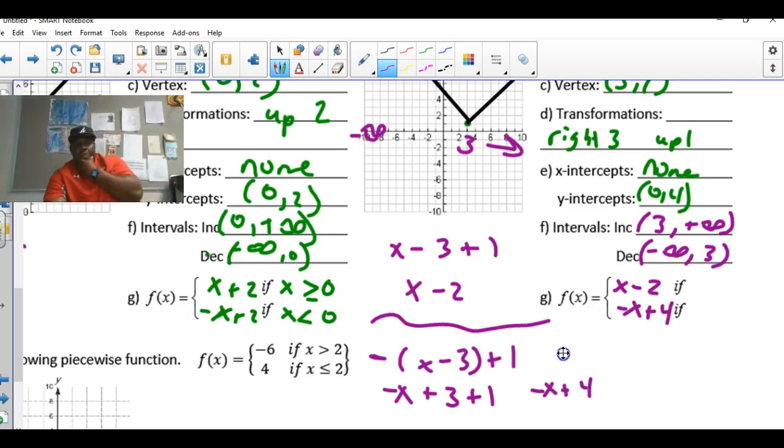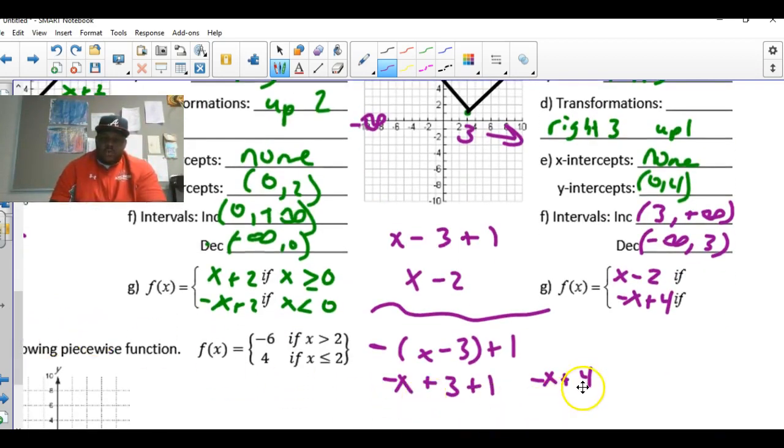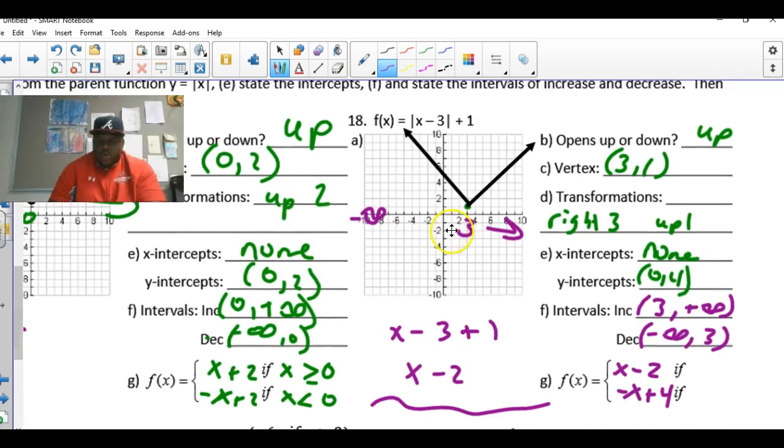Okay, so now how do you figure out which equation goes in which direction? Well, look at the y-intercept. See, this one has a y-intercept of 4. So which way is that going? The y-intercept right here was 4, and that's to the left. See how this line's going to the left? So this would be negative x plus 4, which means the other side is x minus 2 right here. Because if I kept that line going, I would intercept at negative 2. So that's the y-intercept there.